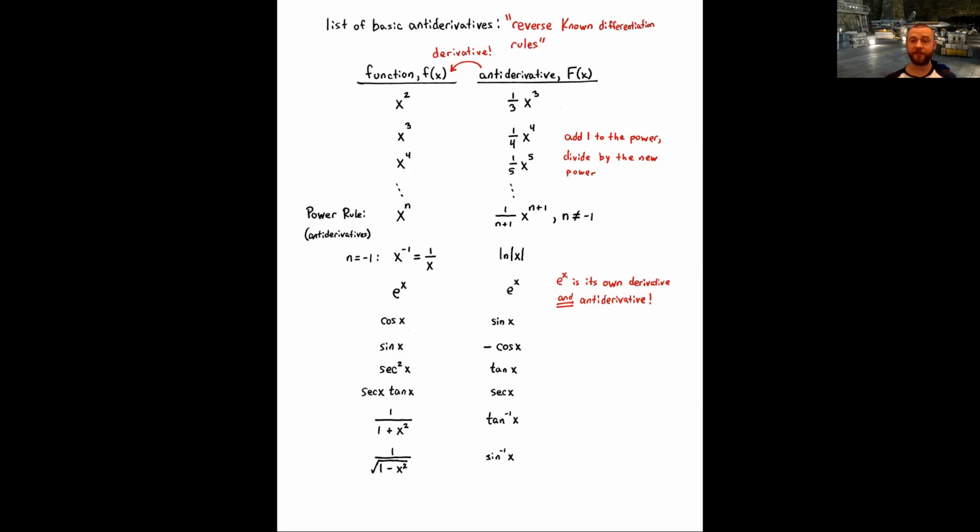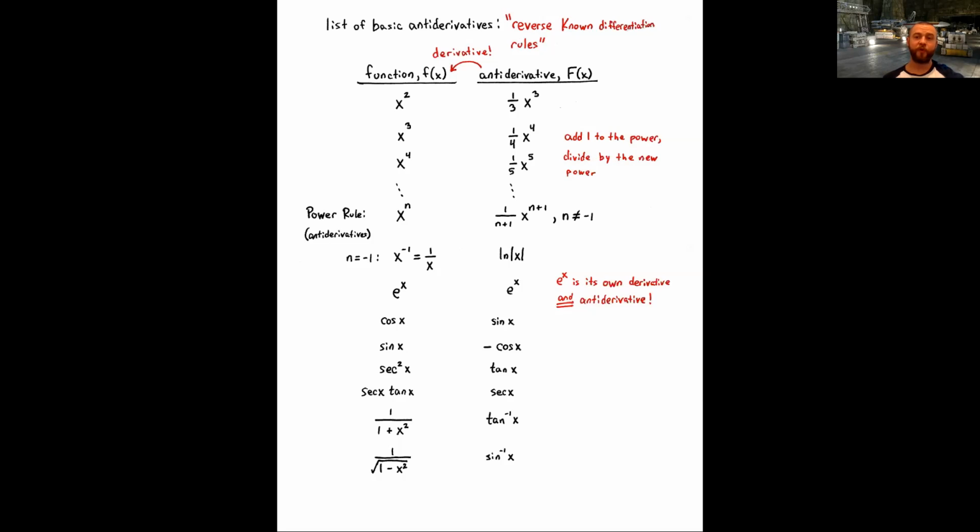Similarly, we reverse our differentiation rules. Recall the derivative of secant x is secant x tangent x. We now reverse that to get this statement: an antiderivative for secant x tangent x is just secant x. All right, and what seems to be rather simple here is actually very important as you move on through calculus 2.